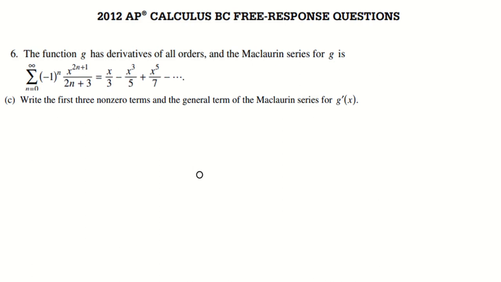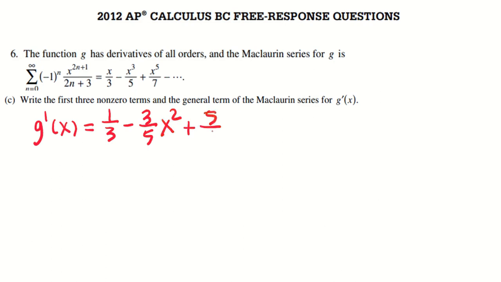Now, part C is talking about writing the first three non-zero terms and the general term of the Maclaurin series for g prime of x. And we're going to be able to do that. We will just kind of go over here and take the derivative of each of the terms. So g prime of x is going to be equal to 1/3 minus 3/5 of x to the 2 plus 5/7 of x to the 3 minus some other things, but that's three non-zero terms.